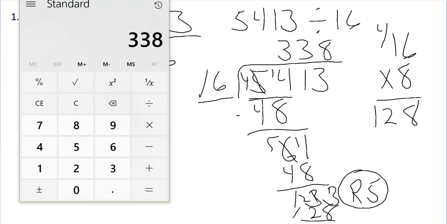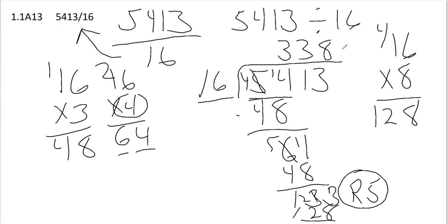338, multiply it times 16 and see what we get. Well, we get 5,408. Now if we take that 5,408 and we add the remainder to it, so let's add 5 to it, let's see what we get. We get 5,413. So I like the answer. We end up with 338 with a remainder of 5.